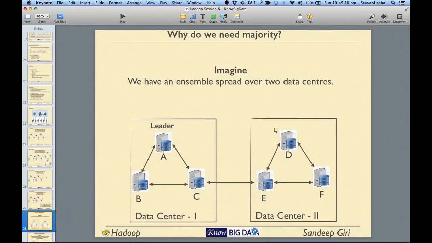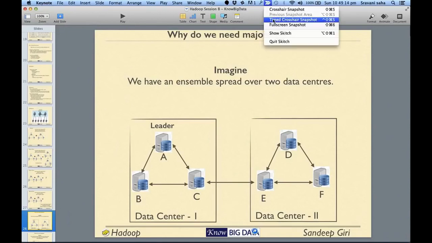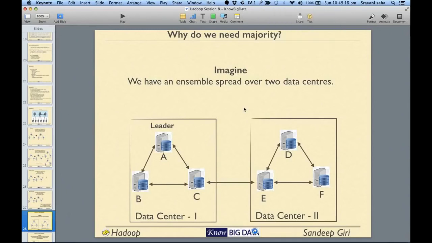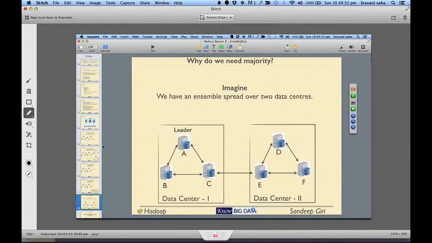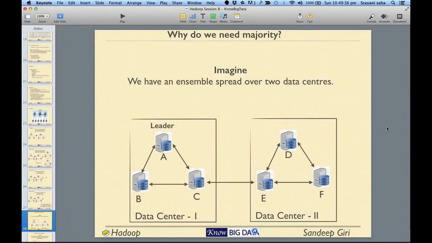Next is, my explanation to you is that imagine that the ensemble is spread over 2 data centers. Imagine this, you have A, B, C, D, E, F. There are a total of 6 nodes. Is it visible to you? There are a total of 6 nodes, and 3 nodes are in one data center, 3 nodes are in the second data center.